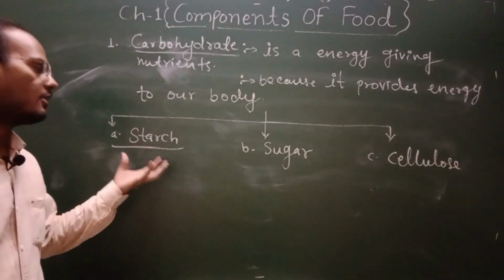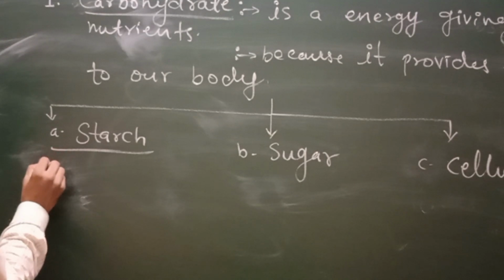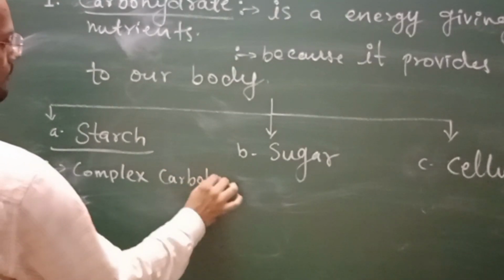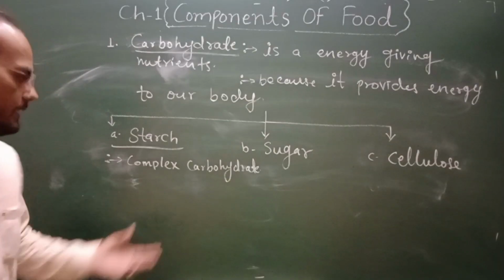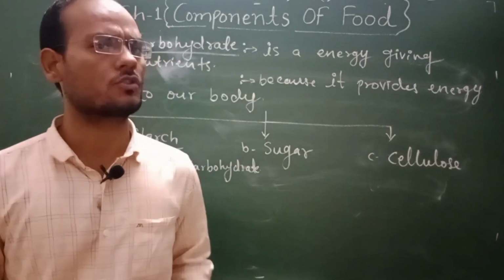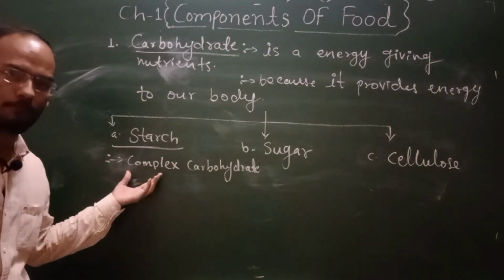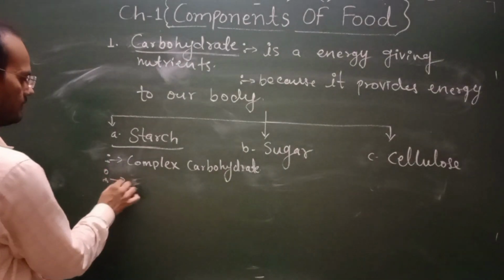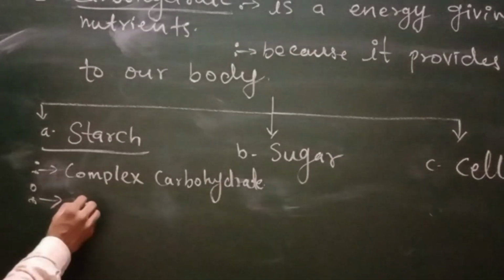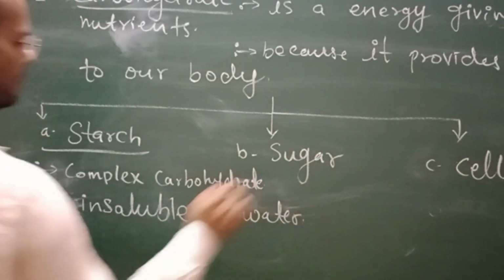Starch is a complex carbohydrate. Why is it a complex carbohydrate? Because our body cannot utilize it directly to get energy. It has to be changed into a simple form. That's why we call this carbohydrate complex. Next thing about starch: starch is insoluble in water. It doesn't dissolve in water.